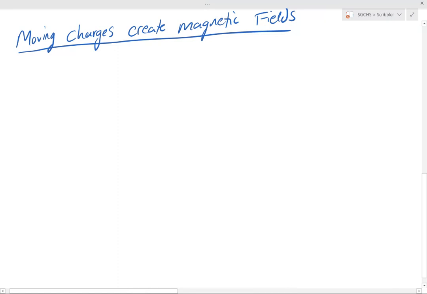So something that is pretty neat about moving charges, whether that's a positive or a negative charge, is that it creates a magnetic field around it. Let's say we just have an electron, and this thing is moving to the right with a given velocity. Let's say it's a constant velocity, so it's not accelerating. Something kind of cool about this is it's going to create a magnetic field that surrounds this electron, and we have the ability to determine the direction of that magnetic field. How do we do that?